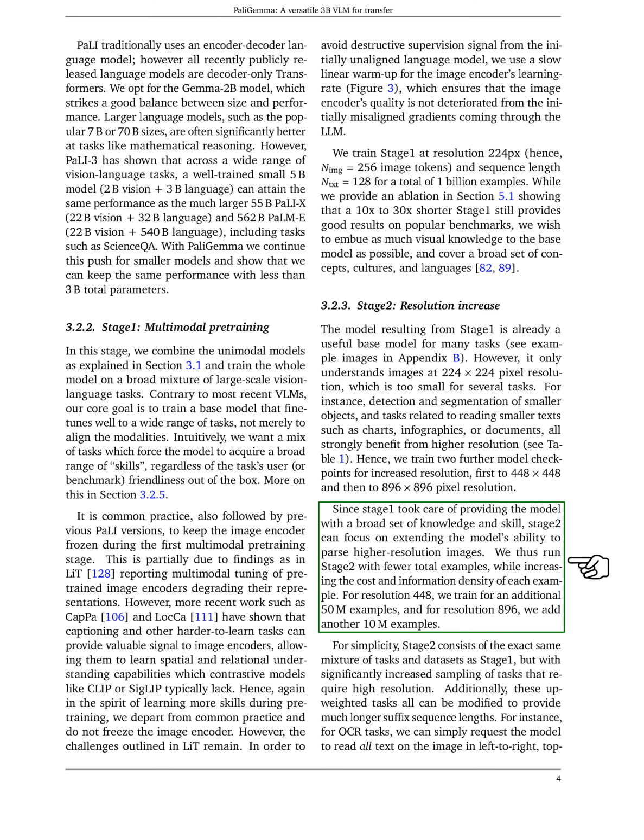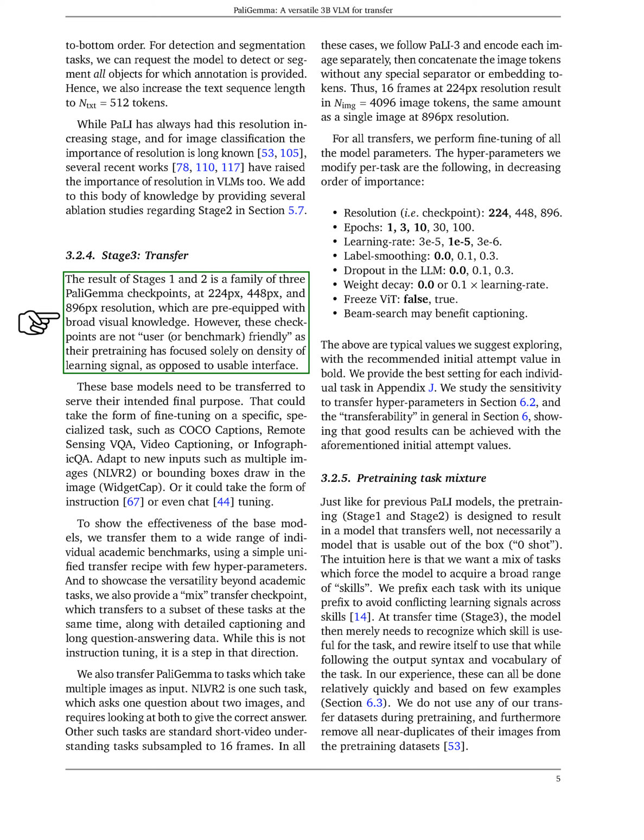Section: Stage 3 Transfer. In this section, we have completed stages 1 and 2, resulting in 3 PaliGemma checkpoints at resolutions of 224px, 448px, and 896px. These checkpoints are filled with a wide range of visual knowledge but are not very user-friendly or suitable for benchmarking. Their training has mainly focused on the amount of learning data rather than creating an easy-to-use interface.